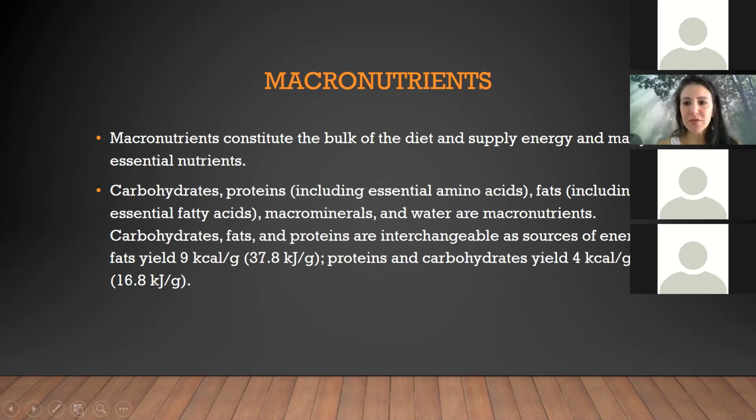So macronutrients, basically think of macro as large and micro as little. So macronutrients, those are big nutrients, and they constitute the bulk of your diet, and they supply energy and a lot of essential nutrients. So what we're talking about is carbohydrates, proteins, and fats mainly. There's also some macro minerals in water that are deemed macronutrients.